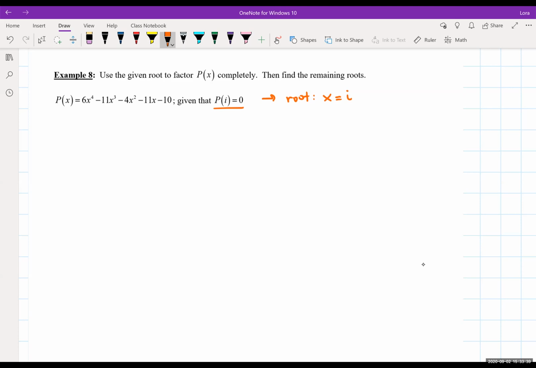So let's start off with understanding that if you're given a root, we do have an automatic factor. I'll keep notes on the side that our factor, in this case, will be x minus i. So we'll work with this.